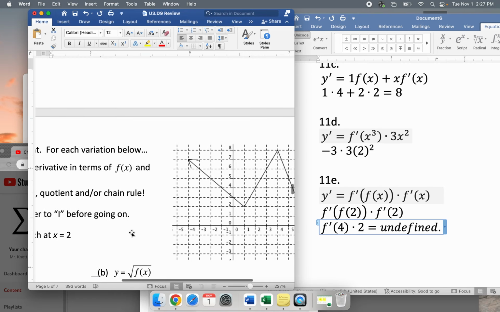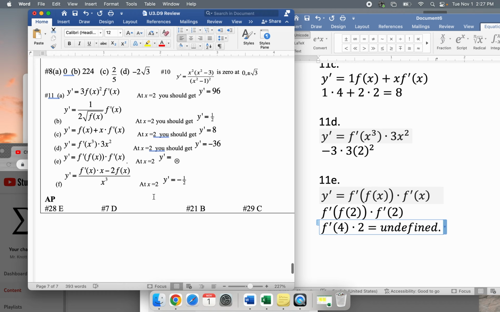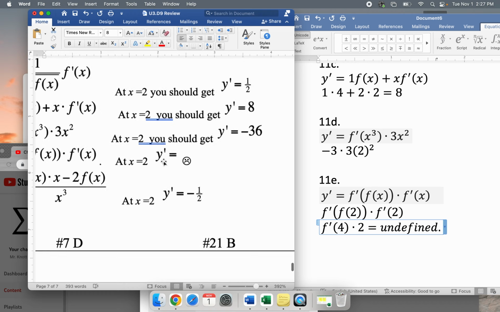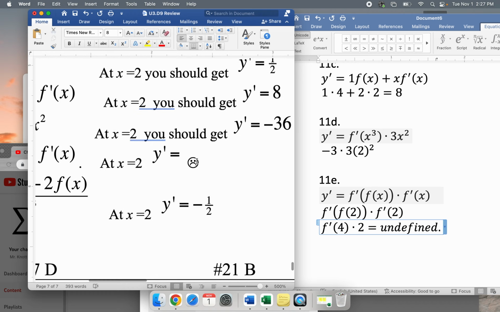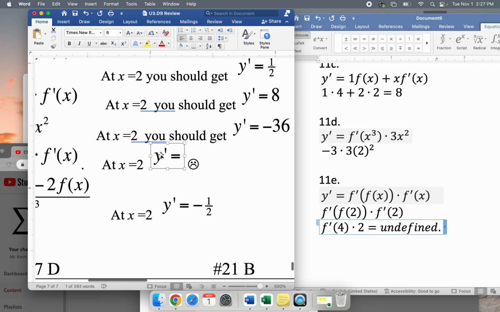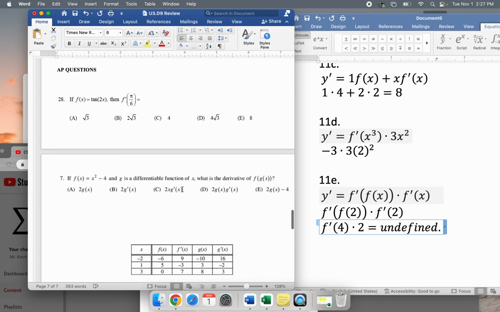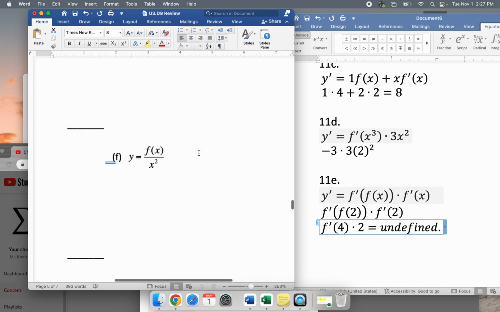Okay, I'm assuming that's not a mistake, right? 11e should say undefined. Oh yeah, look at that. Y prime equals frowny face. What is going on with the alignment in this problem? This frowny face is so far below the equal sign. Okay, anyway. Oh my god, we're almost there. I'm exhausted. I'm not gonna lie.